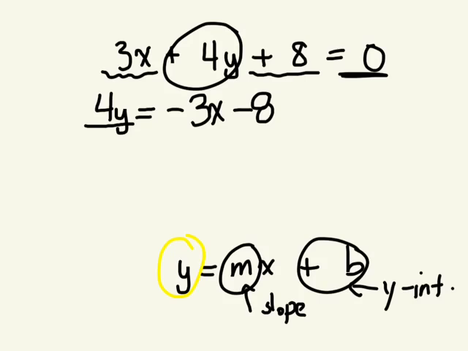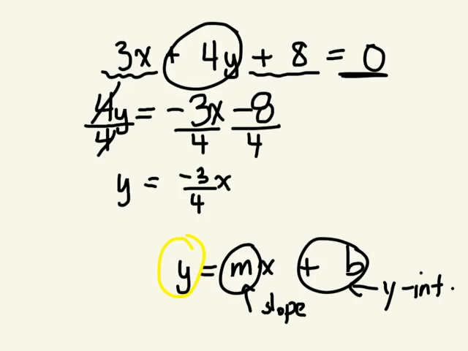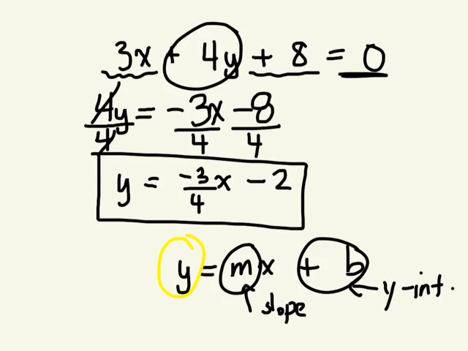Divide everything by 4. Now I have y equals negative 3 over 4x. We can leave this as a fraction. And then let's simplify. What's negative 8 divided by positive 4? Negative 2. Is this in slope-intercept form?